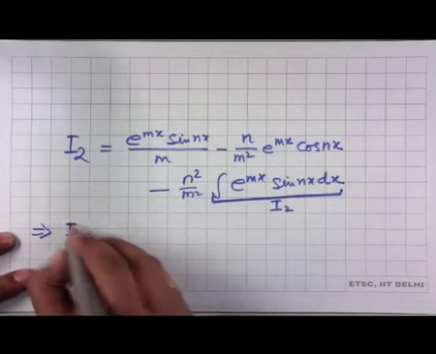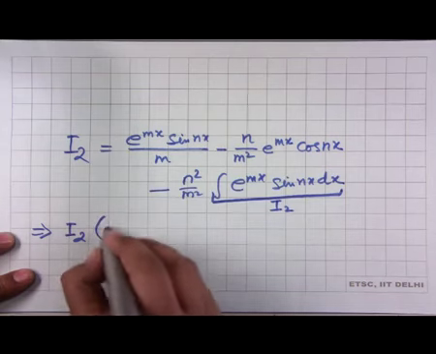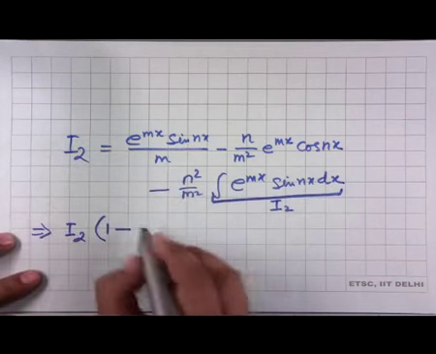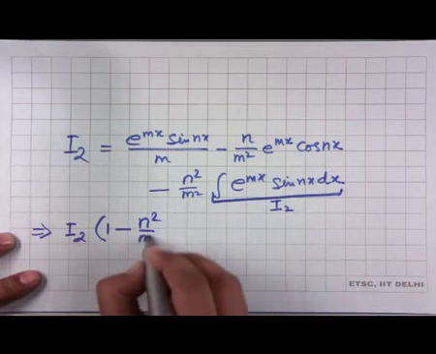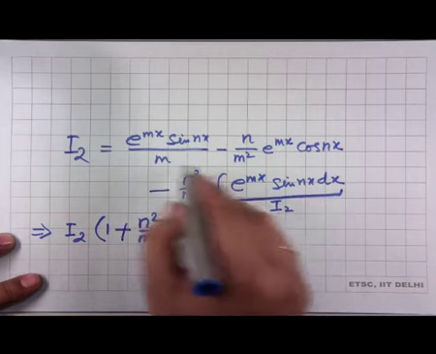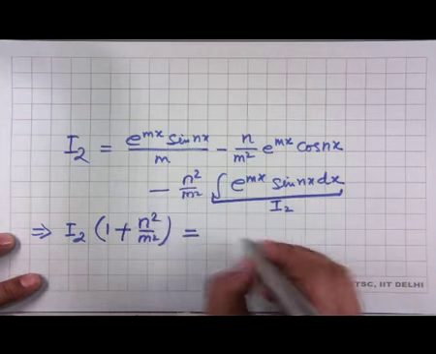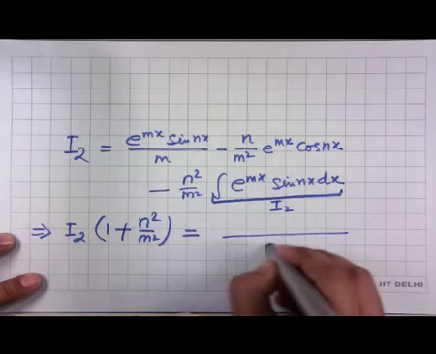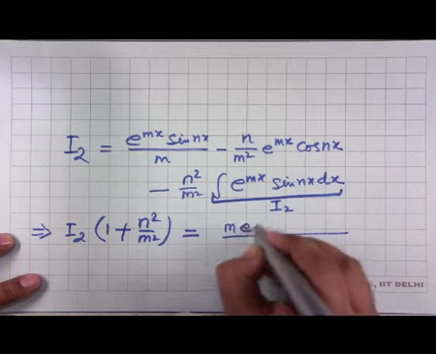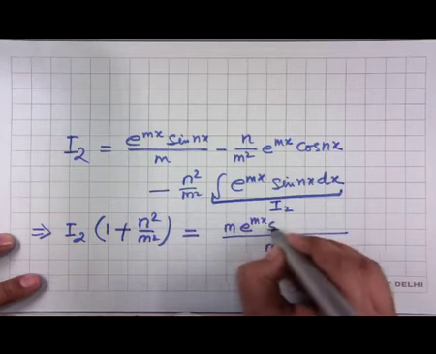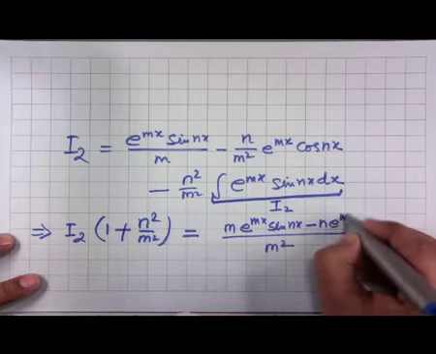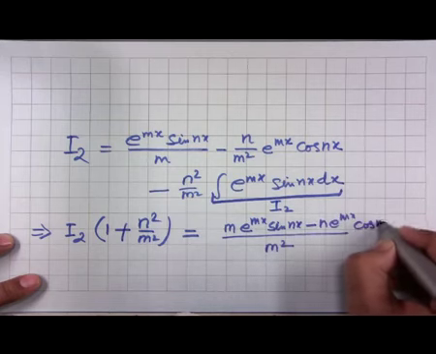So, I will transfer everybody to the left hand side. So, I 2 times 1 plus n square by m square will come on the left hand side, equals, if I take this m square as LCM here, we will get m square. So, that m e raised to power mx sin nx minus n e raised to power mx cos nx.